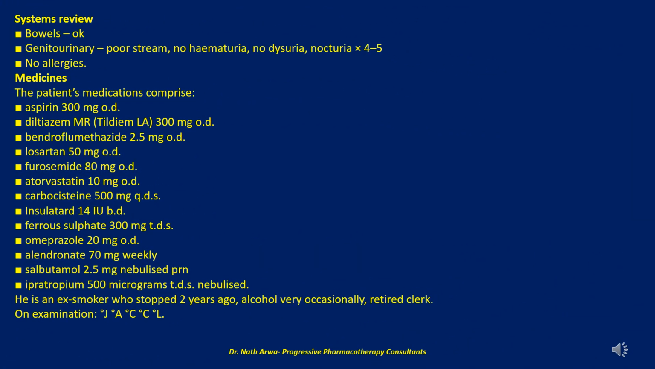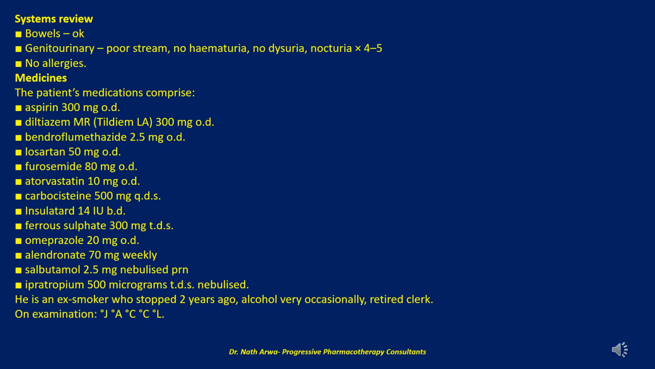Regarding a systems review: 1. Bowels were okay. 2. In the genitourinary system poor stream was noted. There was no hematuria, no dysuria. There was nocturia times 4 to 5. 3. There were no allergies.